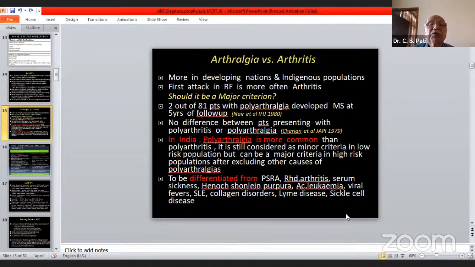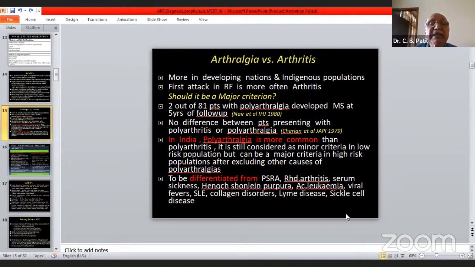High-risk population, I told you already: some of the tribal areas here in India, as well as in Australia and New Zealand, where it's more common. Arthralgia versus arthritis: it is more common in developing nations and indigenous populations, as I have already told you. And the first attack in rheumatic fever is more often arthritis.